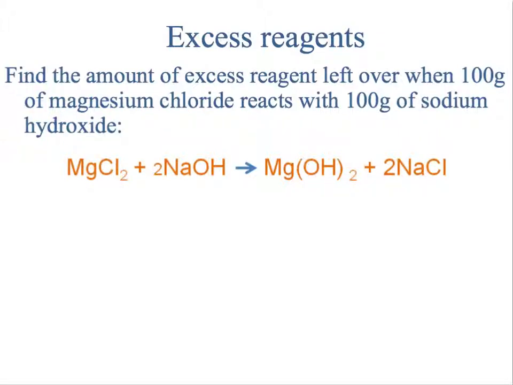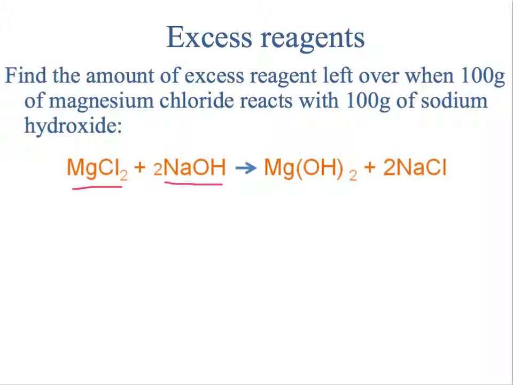Okay, so this problem asks us to find the amount of excess reagent left over when 100 grams of magnesium chloride reacts with 100 grams of sodium hydroxide. And I've balanced the equation here. So the first thing we have to do is find the limiting reagent. And as we normally do when we start these problems, we need to find out how many moles of each of the reactants that this 100 grams represents.